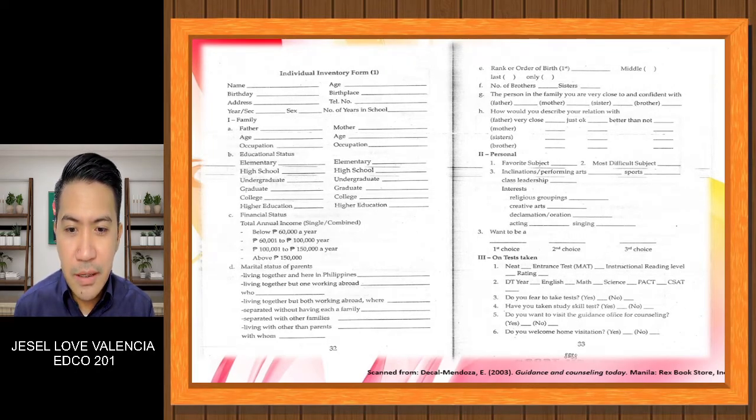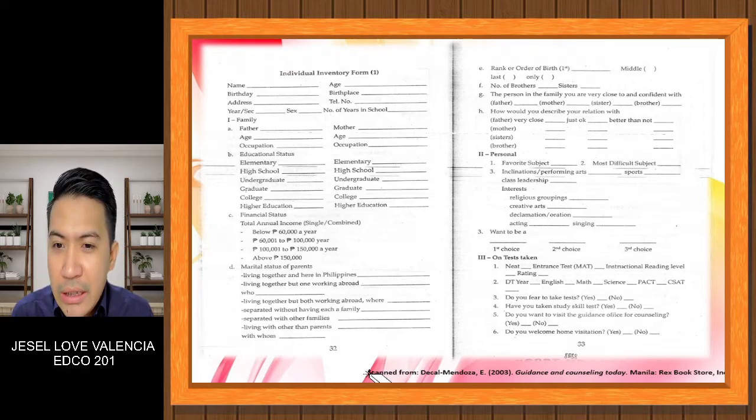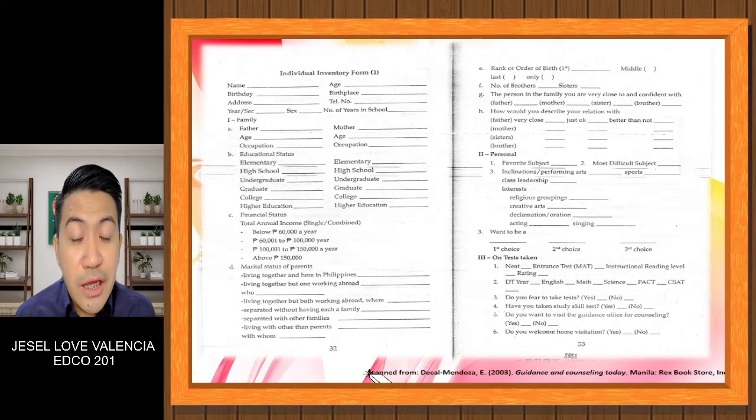Okay, so that's for the family background, and then we have here the educational status, then financial status. So yung nakalagay dito below 60 to 100 ranges, okay, of annual income, parents or individually. Ito na yung marital status of parents. So are they living together? So living together but here in the Philippines, then living together pero separated because working abroad, then living together but both working abroad, then separated without having each family, separated with other families, living with other than parents, and with whom.